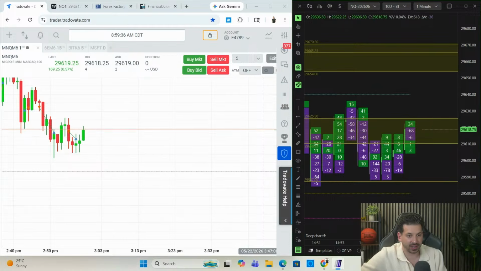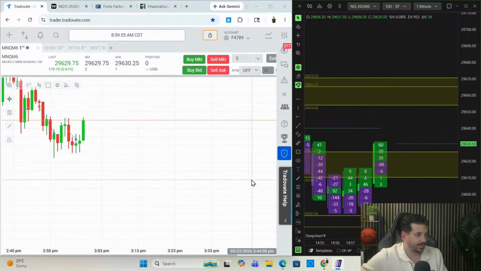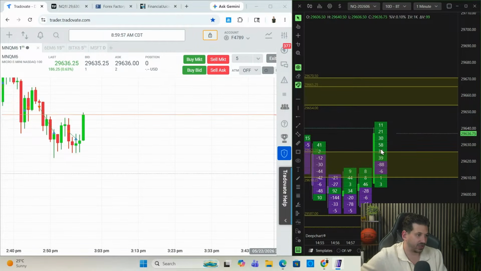Considering how hard the sellers sold here and still couldn't break below, I'm starting to flip my bias to up now, to bullish. Because these sellers just failed. And look, again, sellers came in, we traveled through them. Now, I don't want to buy just yet, because there's a good chance we could just rotate down. But, oh, there we go.